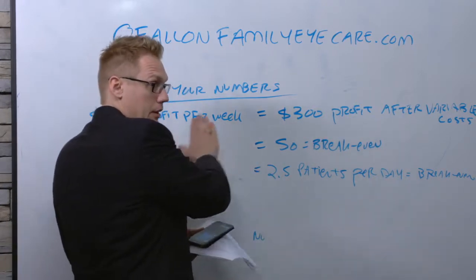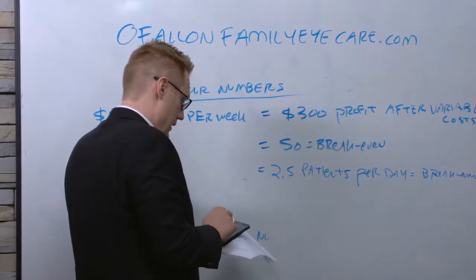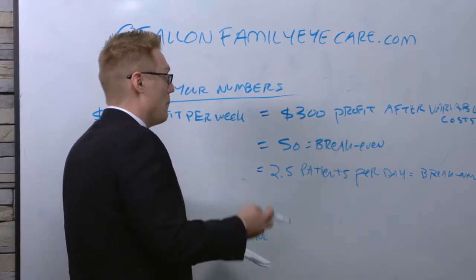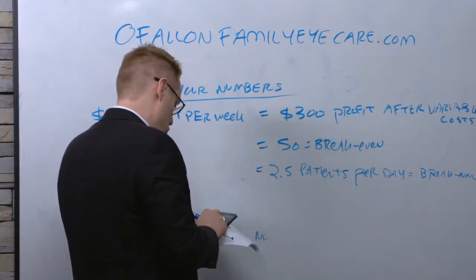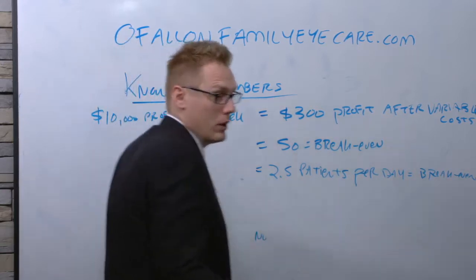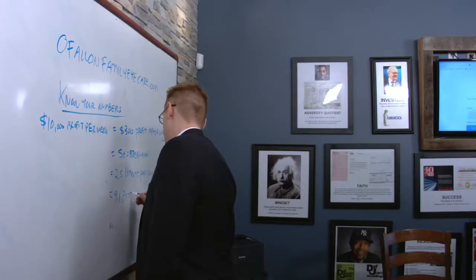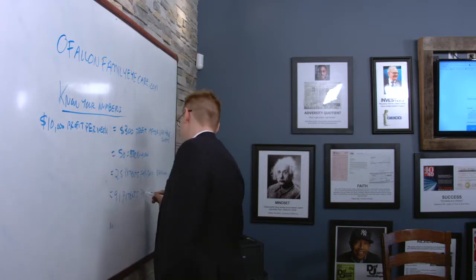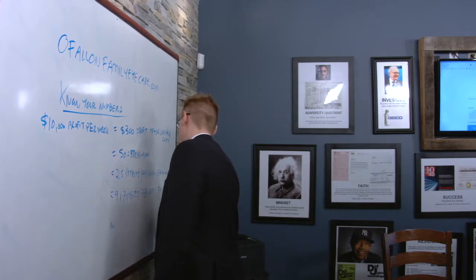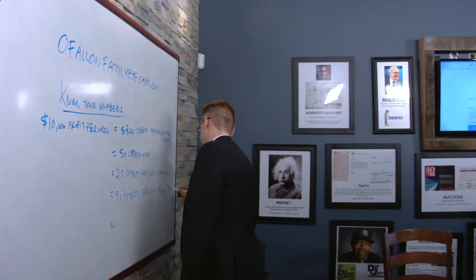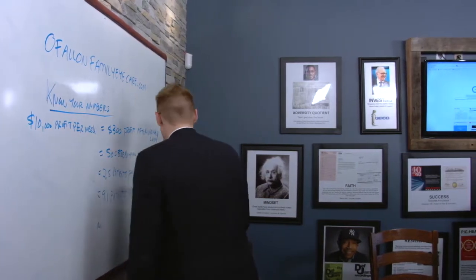Then we divide that by 5 days, so that's 6.6 per day. But you've got to add on the tax of breaking even, 2.5. So you say plus 2.5, bam. So it's 9.1 patients a day. 9.1 patients per day equals $10,000 profit per week. You think the math works?